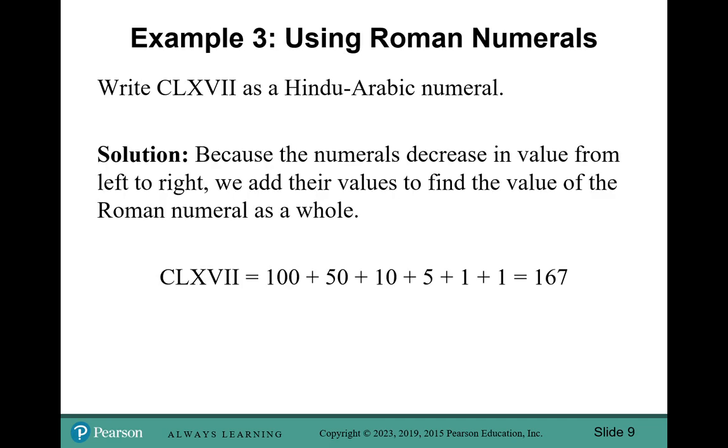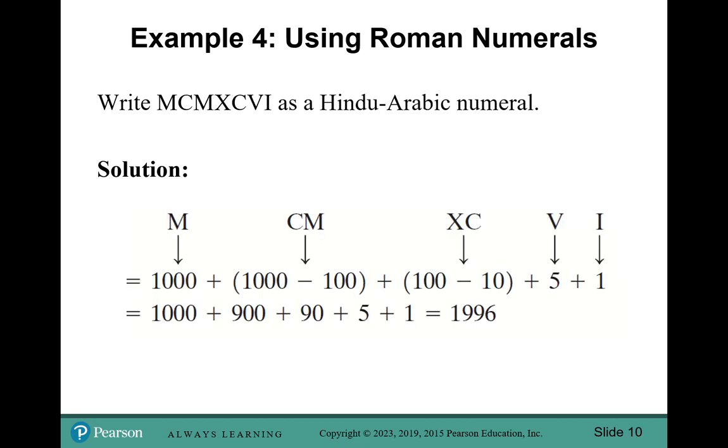We want to write CLXVII as a Hindu-Arabic numeral. Because the numerals decrease in value from left to right, we can add their values to find the value of the Roman numeral as a whole. So the C is 100, the L is 50, the X is 10, the V is 5, and then we add 2 ones for the II. If we add these together, we see that this Roman numeral representation is 167 in our Hindu-Arabic numerals.